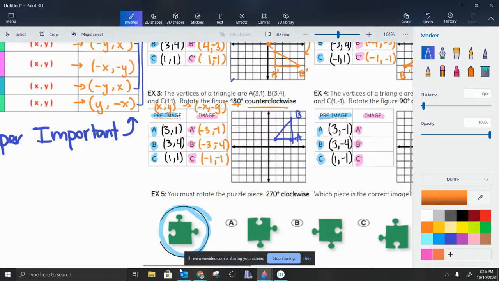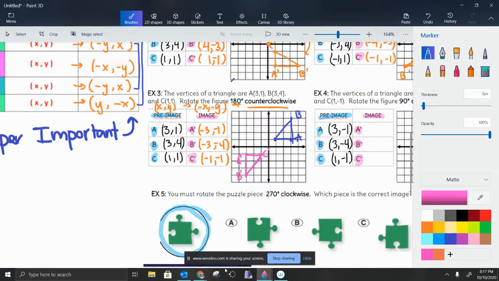So, I realized that I've been using orange this whole time when I should be using pink. Sorry, Spear. All right. So negative 3, negative 1. There's my new A. So that's A prime. Negative 3, negative 4, there's B prime, and negative 1, negative 1, there's C prime, and my shape is in the correct quadrant, which is 2 quadrants away from the original or pre-image. All right, so that's what a 180 degree rotation looks like.